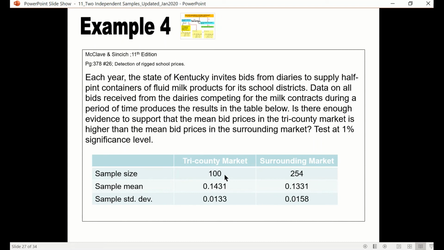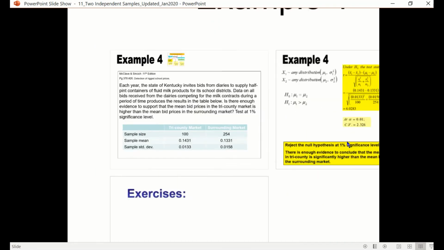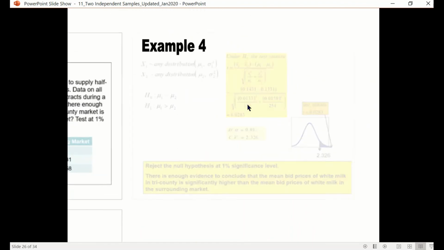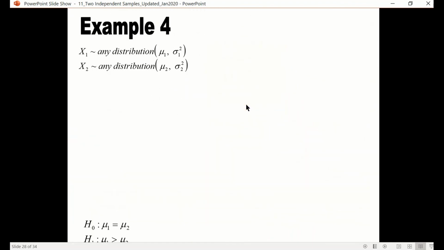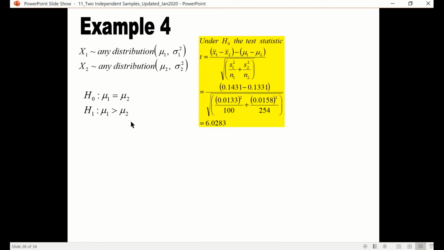It is a large sample here for both samples, and the sample means are quite close. From the tri-county it is 0.1431. For the surrounding market, it is 0.1331. And these are the standard deviations. Let's write down the hypothesis. So we are interested to see whether the population mean of one is greater than the population mean of the other particular population.